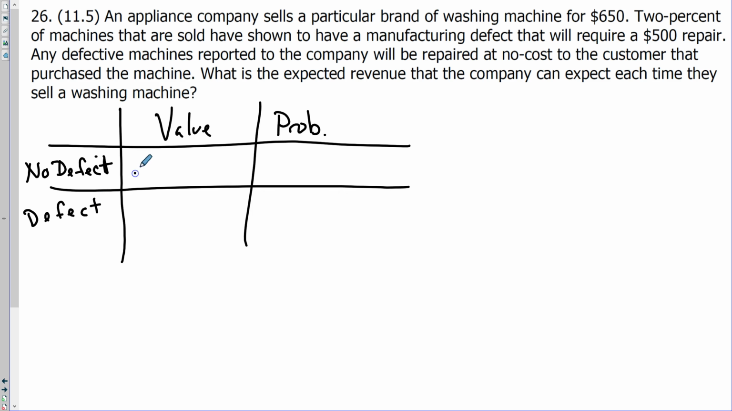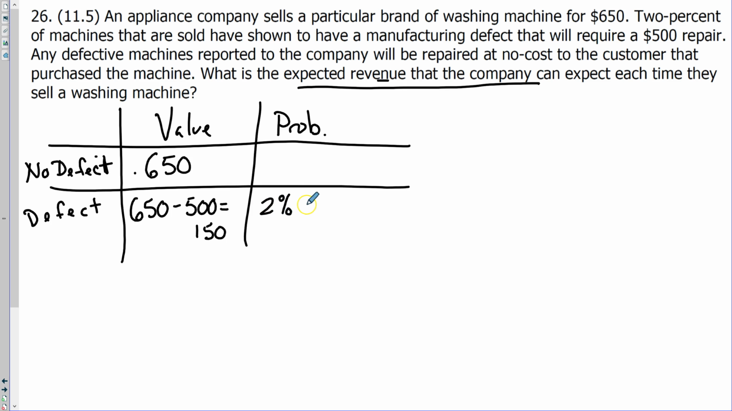So if it doesn't have a defect, I'm looking at this from the perspective of the company and expected money. That's what revenue is, how much money they're going to make. So they're going to make $650 on that machine. And if it does have a defect, it's going to require a $500 repair that the company pays for. So they got $650. They need to subtract the $500 they're going to pay to get it repaired because of that defect. So really they're only making $150 on a machine like that. Now in terms of probability, they said 2% of the machines sold have the defect. So the probability of the defect is 2%.